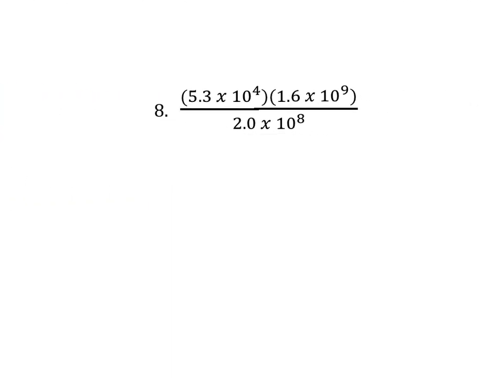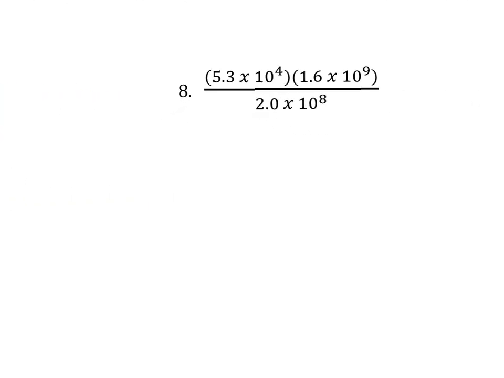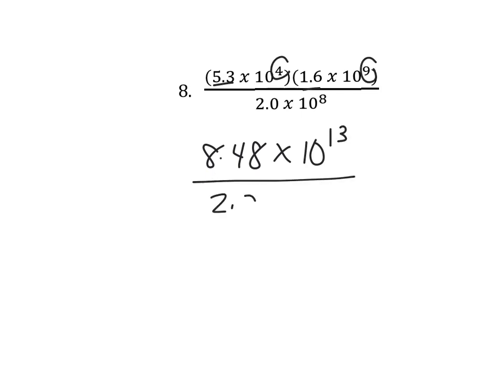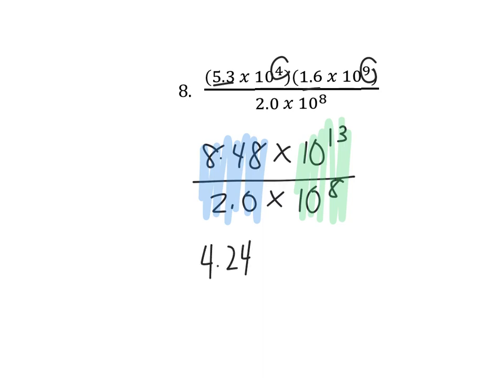Let's do one more, number 8. Here's a little multiplication and division together. So if I was to multiply the numerator, I would get 5.3 times 1.6 gives me 8.48 times 10 to the 4 and 9. So I'd add those to get 13. And on the denominator, I'm just going to rewrite that for now. Now I'm going to keep going. I got my exponents to deal with there. Got my coefficients to deal with there. I'm going to divide my coefficients and get 4.24 times 10 to the 13 minus 8 is 5. So that would be my answer for number 8.